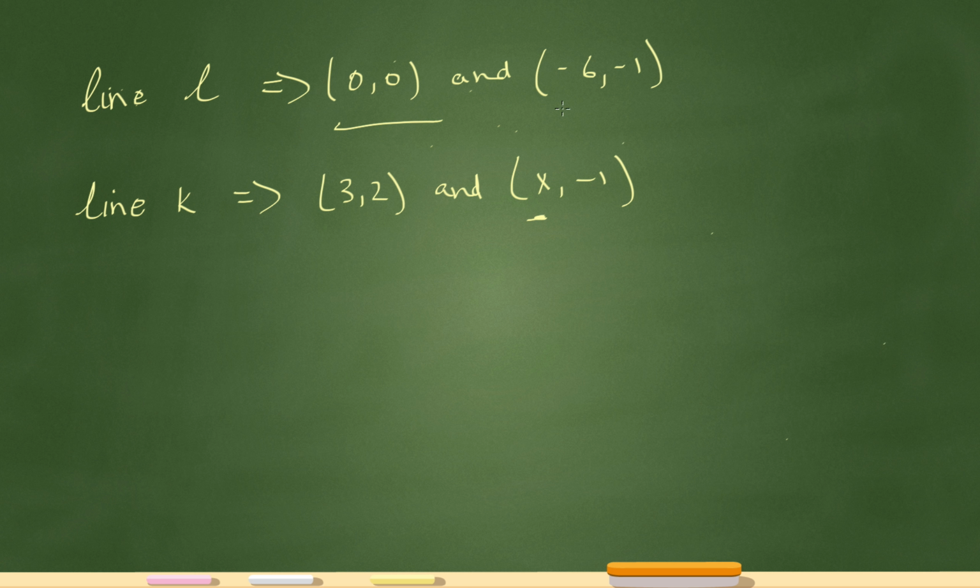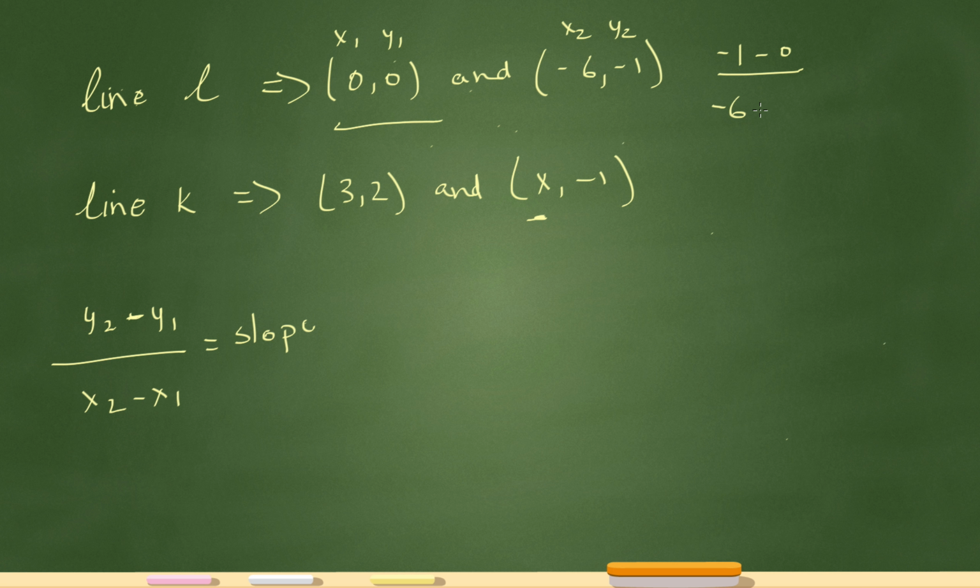So let's first start by figuring out the slope of line L. Keep in mind that the slope formula, which I think is an important one to memorize, is y2 minus y1 over x2 minus x1, which gives me the slope. So let's start with this one. Let's call this x1, y1. Let's call this x2, y2. So the slope here will be y2, -1, minus 0, over x2 minus x1, which will be 0. So that'll be -1 over -6, or 1 over 6.